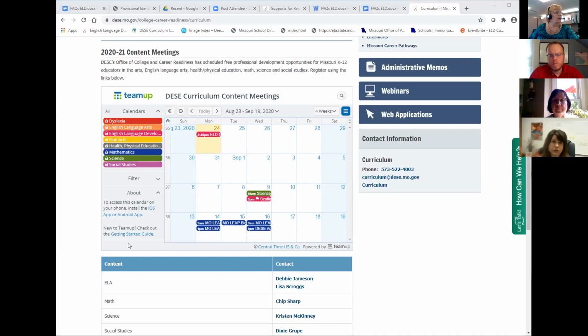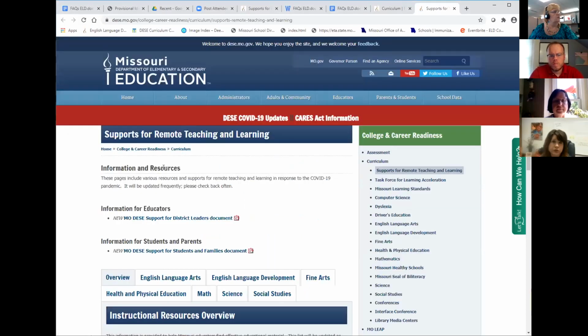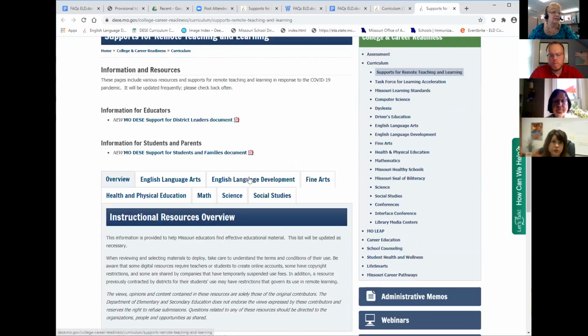Another thing that I wanted to bring to your attention were the supports for remote teaching and learning. This was on there since the beginning of COVID, and each content area has listed some sites that you can go to assist you in remote learning.